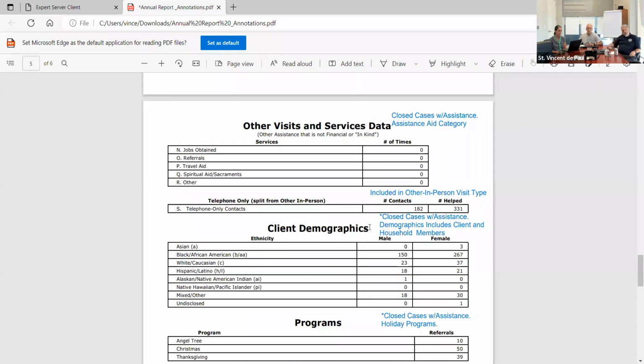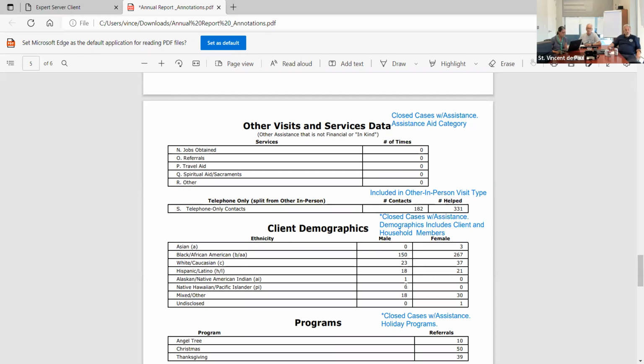Another one that was pretty confusing last year, got a lot of calls on this. The calls came around, what's counted here? Is it just the client, or is it the client and the household members? And the answer is, it's the client and the household members. So the breakout of male and female and ethnicity is the client plus all the household members for that case. That's where these counts come from.